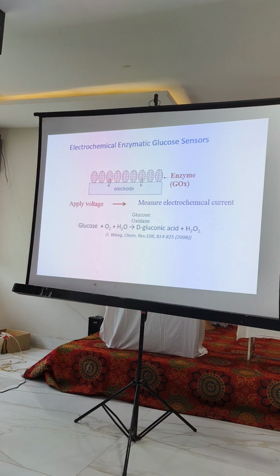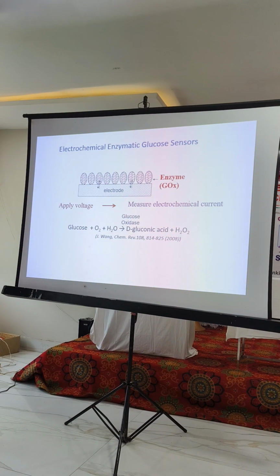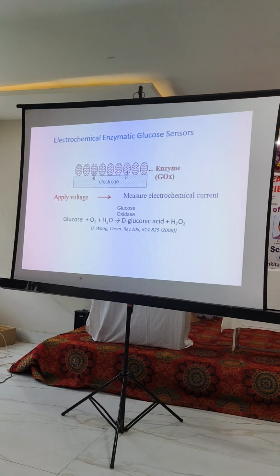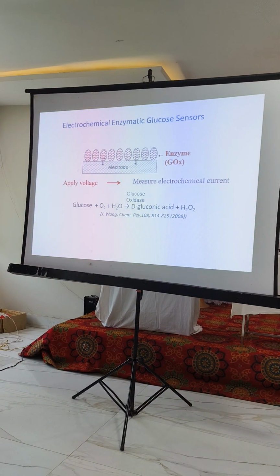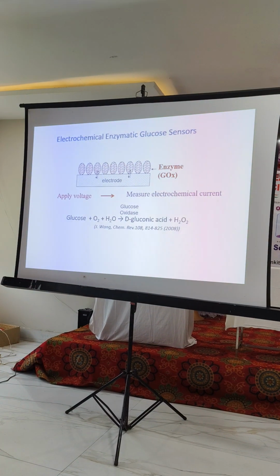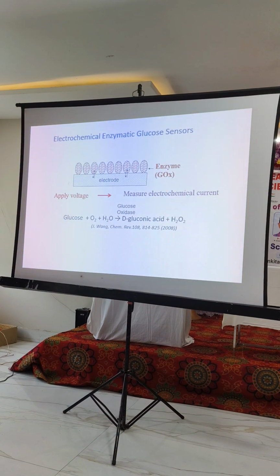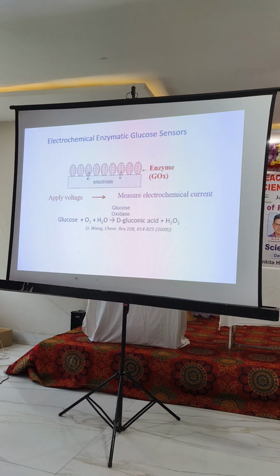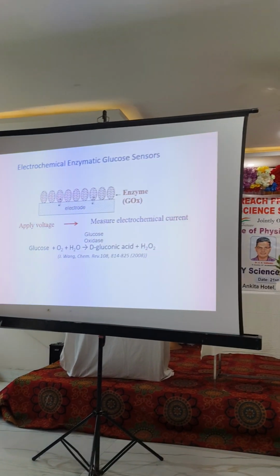This is the enzyme they use for the sensor, and this is the equation. When you have an enzyme with glucose, you will have gluconic acid and hydrogen peroxide. And this hydrogen peroxide is responsible for sensing glucose in the blood serum. Okay, I am not a biologist.